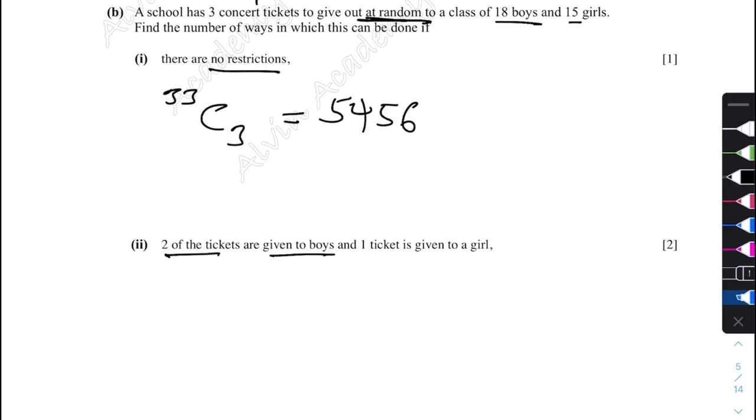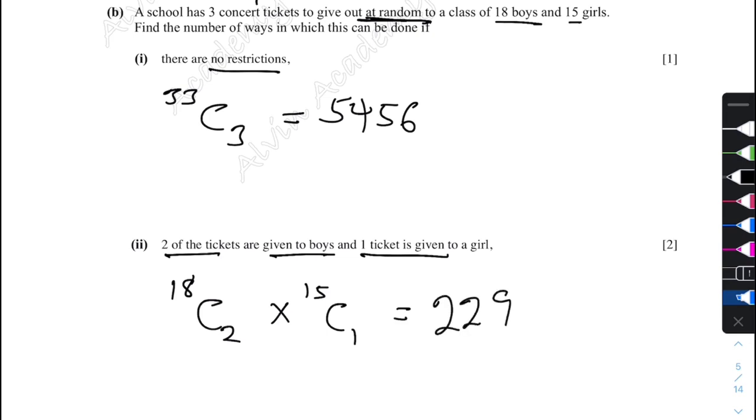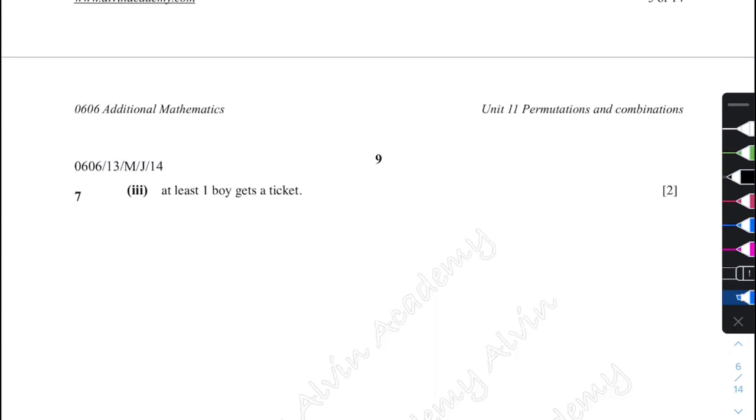Now 2 of the tickets are given to boys and 1 to a girl. So that means the 18 boys will give only 2, and the 15 girls will give only 1. That would be 18 combination 2 times 15 combination 1, giving us 2295. Cool, right? Let's continue.